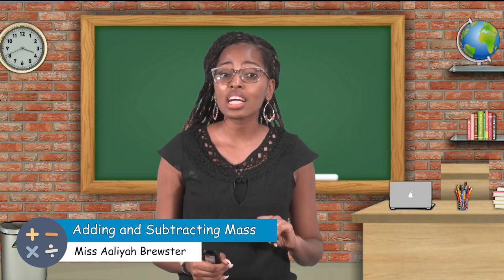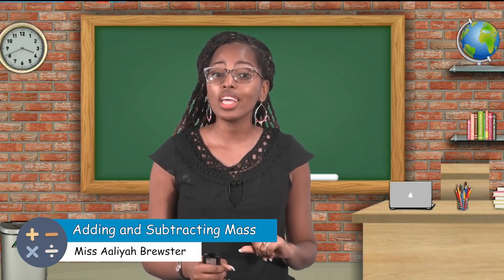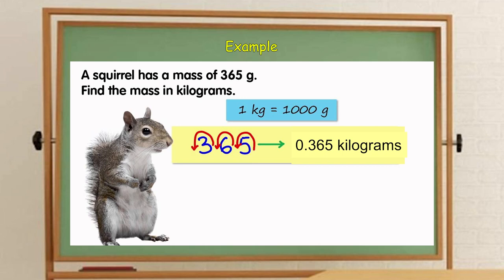Let's work one more example. For this example, we're asked to find the mass of a squirrel in kilograms. The squirrel has a mass of 365 grams. Okay, to do this, we're going to do the point shifting method. So we know that the mass of the squirrel in grams is 365. Now that is a whole number, and every whole number has a point at the back of it. Whether or not it is written in, it is understood that every whole number has a point at the back of it. Therefore, there is an invisible point behind 5.